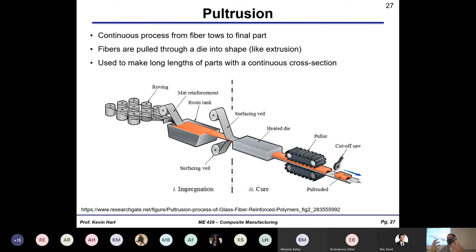So that die can have an I-beam cross-section. It could have a C-shaped cross-section. All sorts of crazy cross-sections are possible. You just have to manufacture the die appropriately. Then there's a puller that's pulling all of this through the die. Usually it's called a cat track. There's a cutoff saw to give you your materials of the appropriate length. And then you just have this continuous process making these continuous materials. Okay.